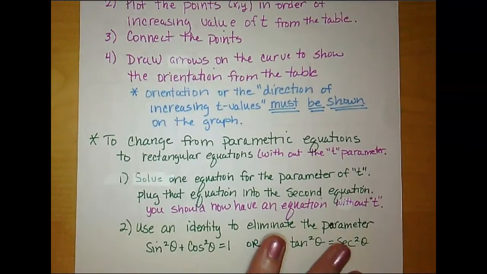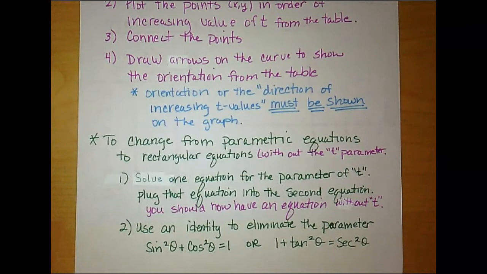Then when it comes to the point in the lesson where we're changing forms, from rectangular equations to parametric or vice versa: when we start with parametric equations, we have two equations. So we have to figure out a way to turn that back into one equation that only has x's and y's. The way we do that is we solve one equation for the parameter t, then we plug that into the second equation, and then we should be able to solve and get an equation that no longer has the parameter t in it, and that's what we consider a rectangular equation.